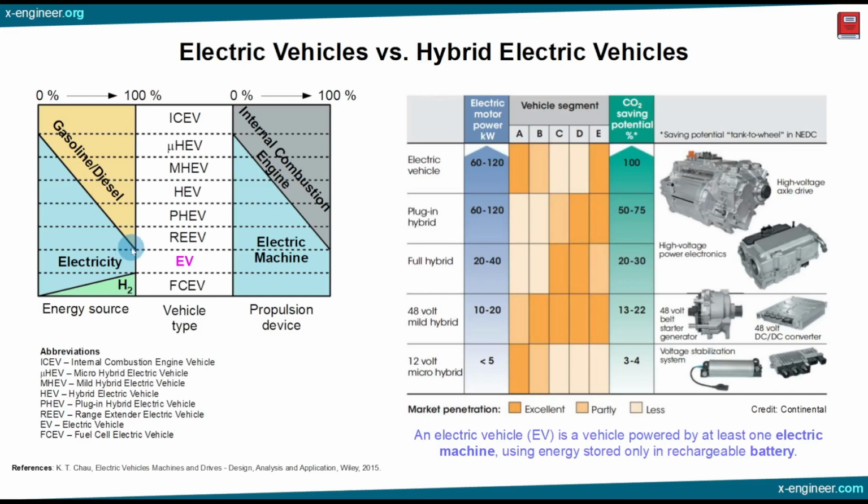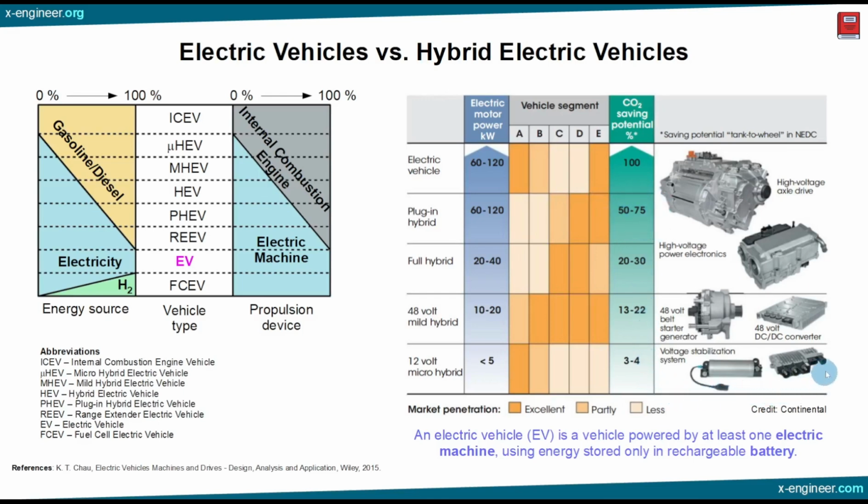So in conclusion, the different levels of hybridization are defined by how much energy comes from electricity and also if the propulsion is done with the electric machine. You can also notice that the electric vehicles have the same installed power as the plug-in hybrids. And this makes sense because a plug-in hybrid, depending on the range of the battery, can be driven as a fully electric vehicle, which means that they can have a high CO2 saving potential.